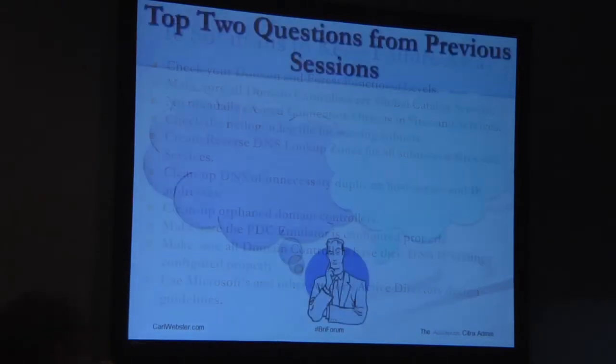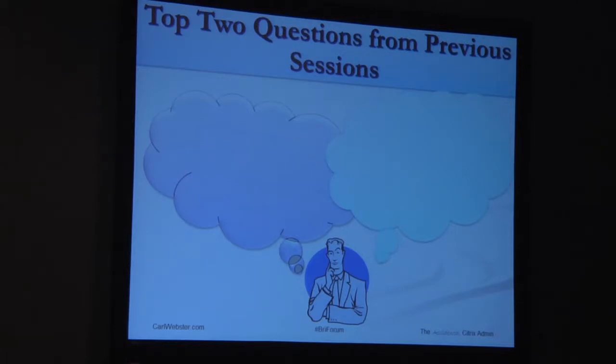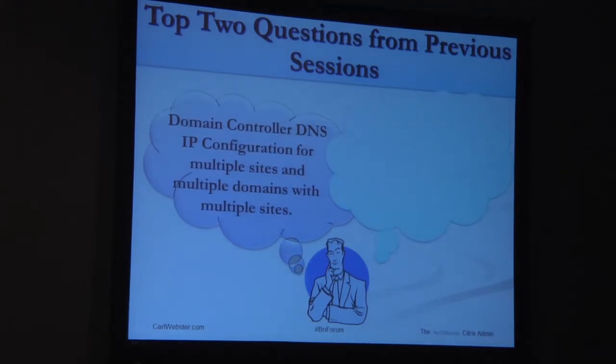Now, from those 10 things, I got lots of questions, and all the questions centered around two things. Hey Webster, you talked about how to do domain controller DNS IP configuration for a single domain, single site, but I've got a single domain with multiple sites. What do I do? Or I've got multiple domains with multiple sites. How should my domain controllers be configured?